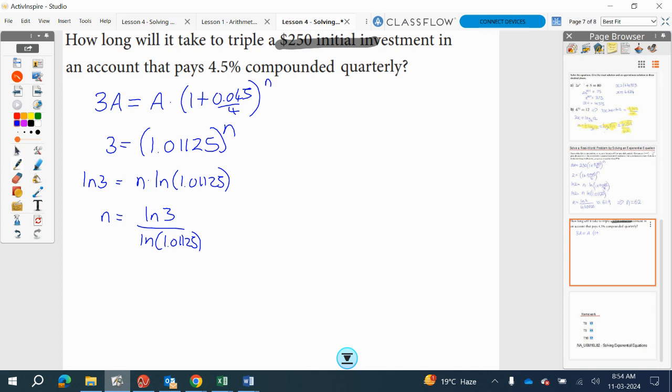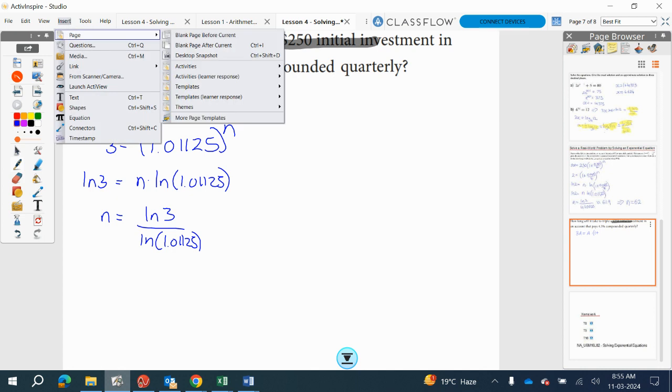Sorry, I didn't quite understand why you do 1 add 0.045. That's kind of how you calculate a compound growth rate. So if we wanted to, let me just do a quick bit on this.